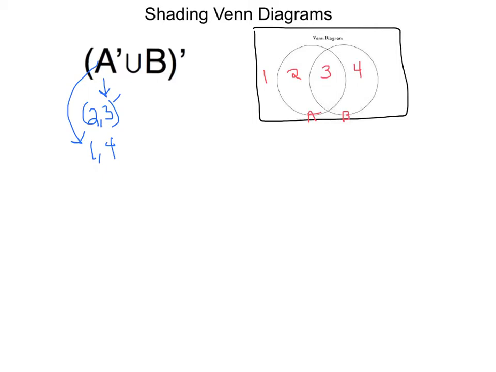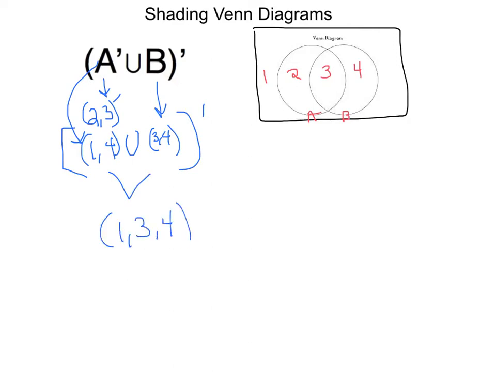Now, once we have that, we need to take the union, and maybe I'll put parentheses around it to keep it together. We need to take the union of that with B. Well, if I look at my Venn diagram over here, I see that B consists of the two regions 3 and 4. So far what I've done is I've translated A prime, which is 1 and 4, and B, which is 3 and 4. Now I have the union between them, and we know that when you have a union, you have to take the combination of everything in those regions. And so this part in the middle becomes 1, 3, and 4, but we still have our prime on the outside, so we're not done.